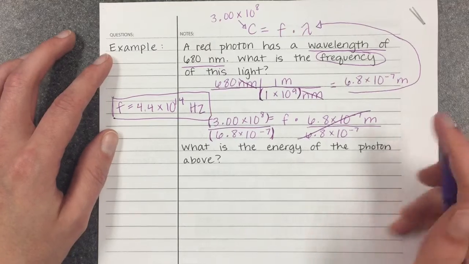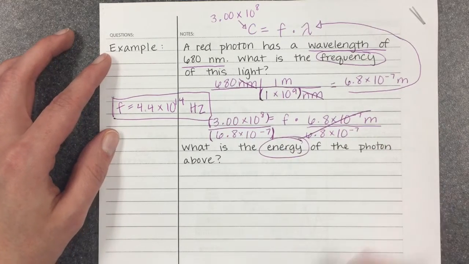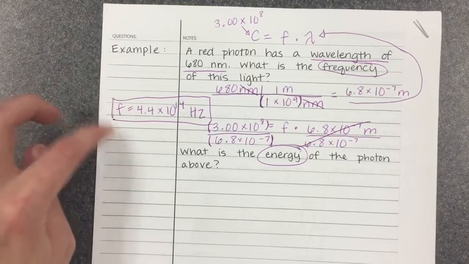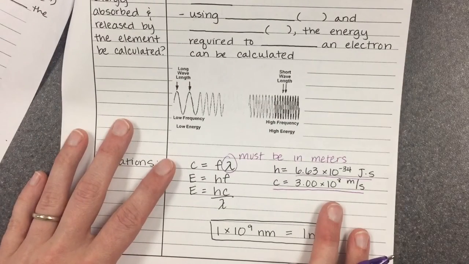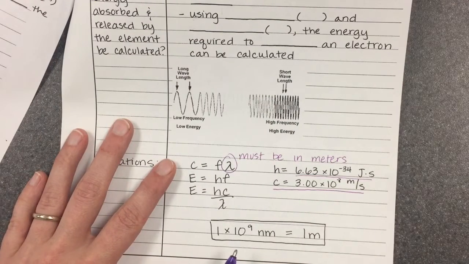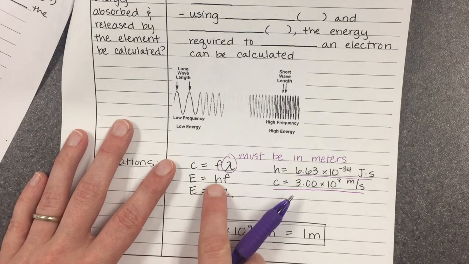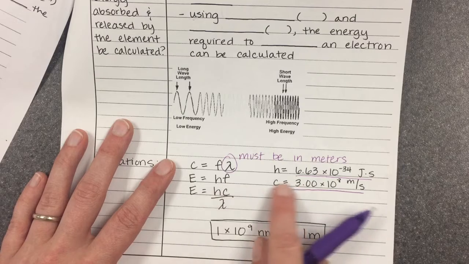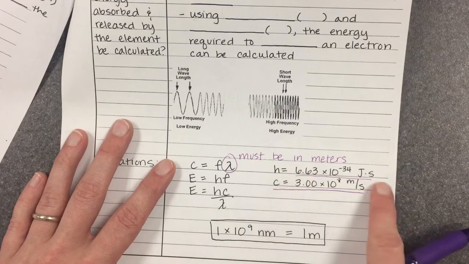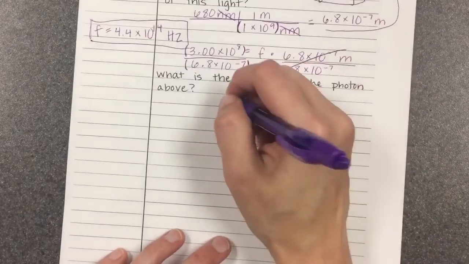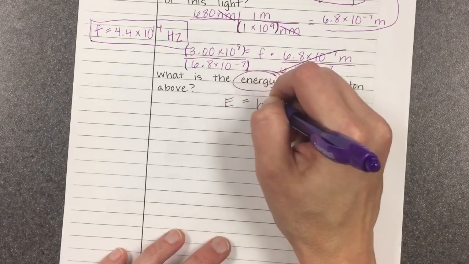And the next problem, we have to calculate energy. Okay? So to calculate energy, we have to find an equation with energy, and we have frequency here, so we can use frequency. And if I look at the equations, the one that has both energy and frequency is the second equation. So energy is equal to Planck's constant times frequency. And one more time, anytime I see H, I'm going to put this value in. So I'm going to substitute 6.63 times 10 to the power of negative 34. So the equation is E equals H times F.